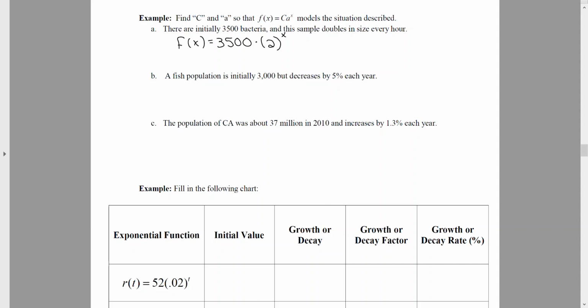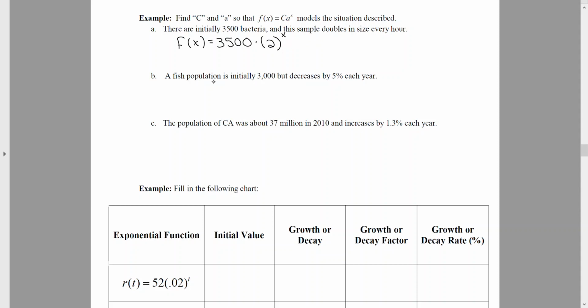So you can try this out and just make sure that when x is 1, for example, after 1 hour, 3,500 times 2 will give me 7,000, which makes sense. After 1 hour, it's supposed to double in size. You can keep going to double check, so to speak.